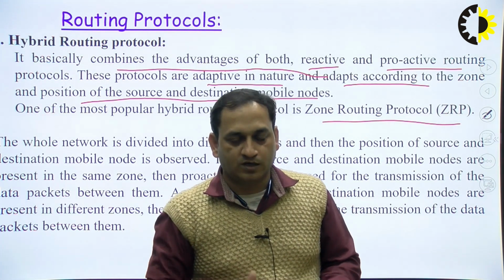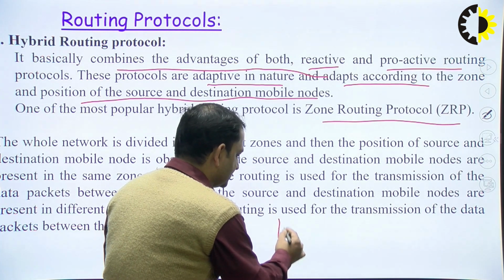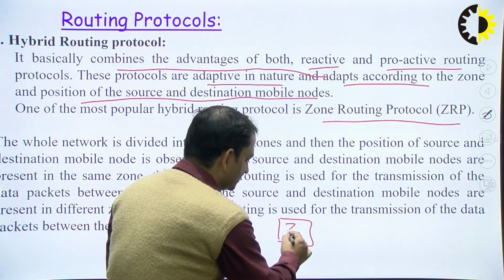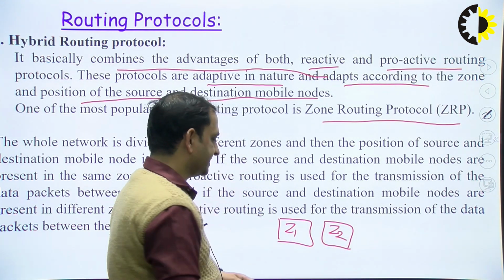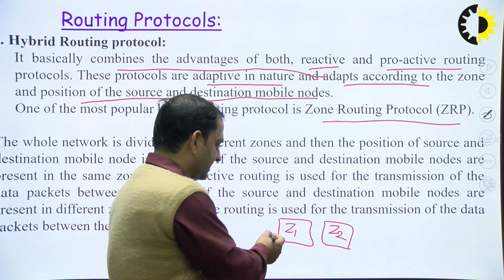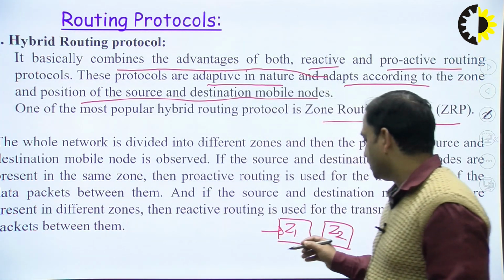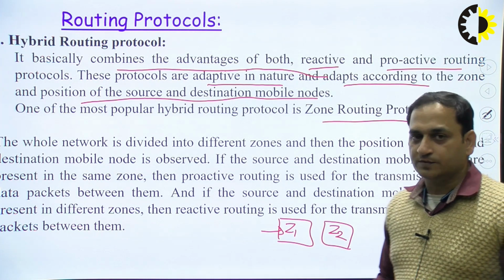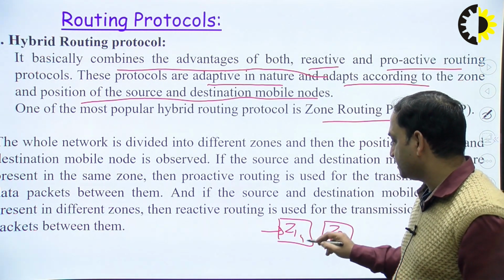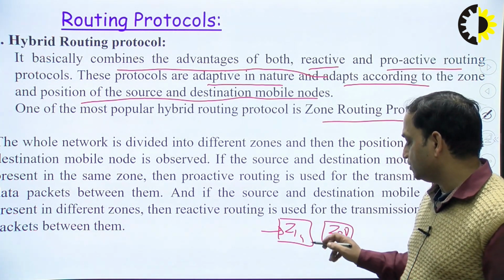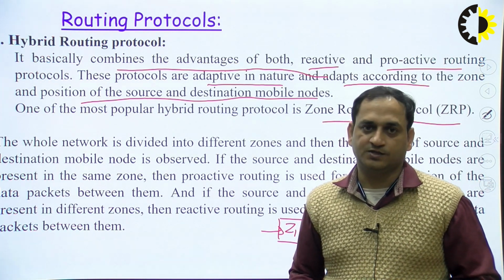Again, I have just mentioned this in the previous slide as well. If this is zone 1 and this is zone 2, and the source and destination are both in zone 1, then the proactive routing protocol can be used. If the source and destination are both in zone 2, then the reactive routing protocol can be used.